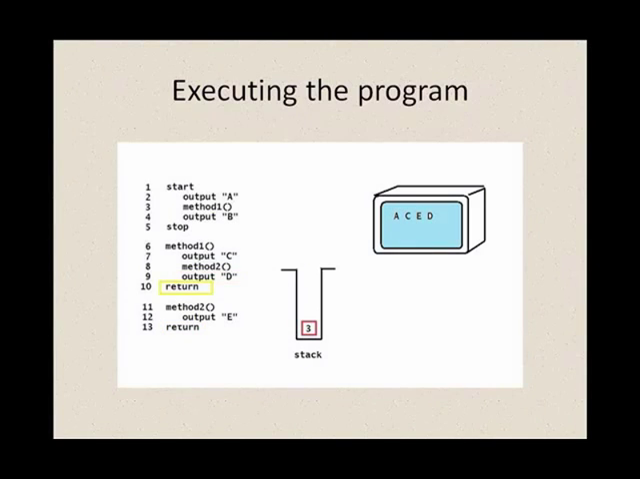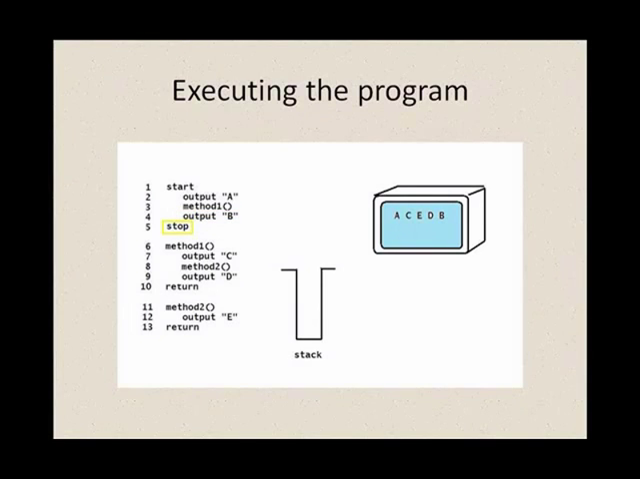When you return from method 1, you go into the stack again and get the next place to return to. That would be the instruction that followed instruction 3. That's instruction 4. Output a B. And that's the end of the program.